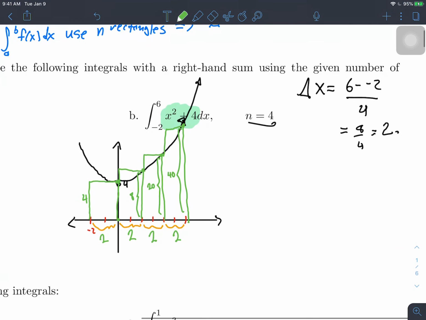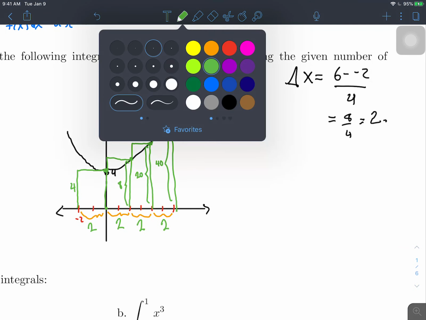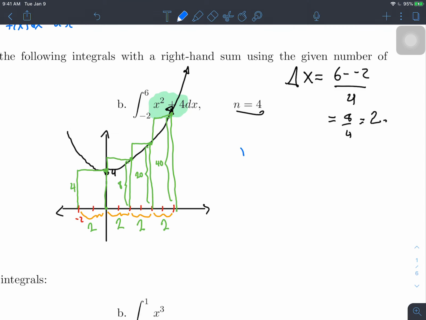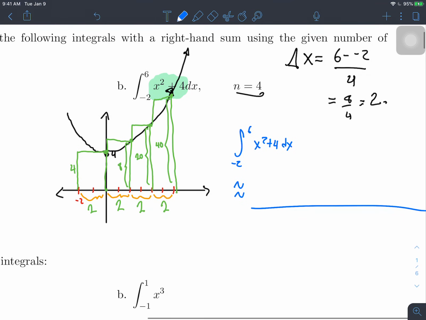All right, so I'm nearly there. Now it's time to write down the integral from -2 to 6 of x squared plus 4 dx is approximately equal to, what goes in the blank? All of them added up. Okay, so what do I get?